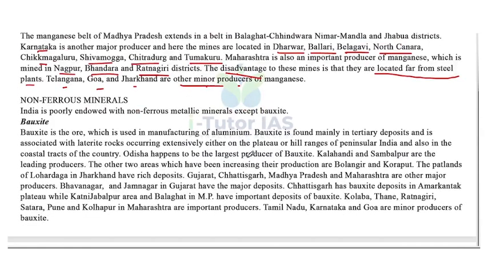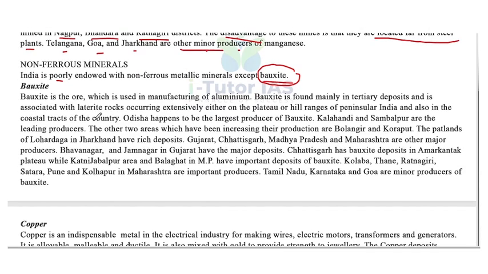Next one is non-ferrous minerals. India is poorly endowed with non-ferrous metallic minerals except bauxite. So bauxite is one of the important minerals, but apart from bauxite, India is very poorly endowed with non-ferrous metallic minerals. So let's discuss bauxite. Bauxite is the ore which is used in manufacturing of aluminium.